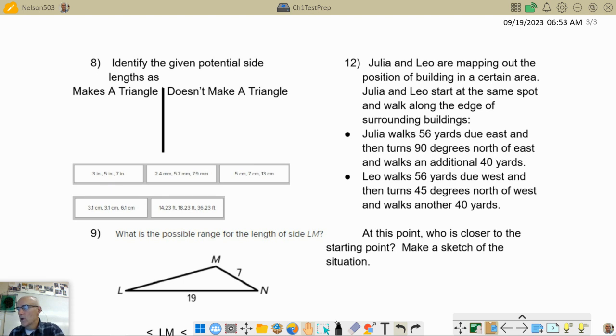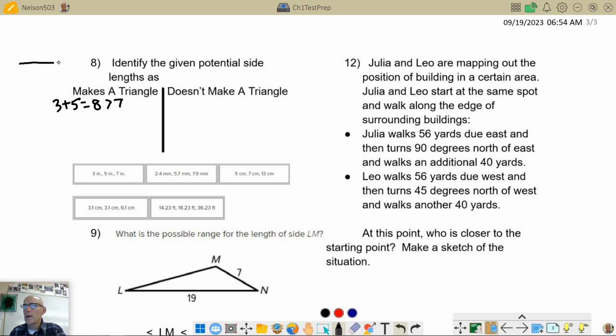You take the two smaller ones, add them together, so 3 and 5, right? So 3 plus 5 equals 8, and 8 is bigger than 7. That means the two shorter sides add up to be greater than the longer side. So that means we have a triangle, right?